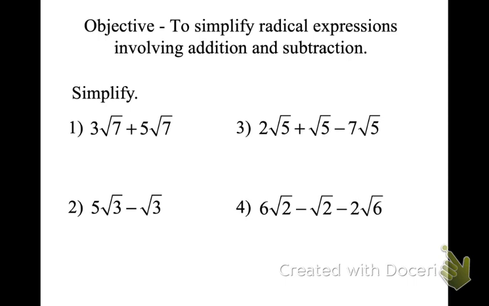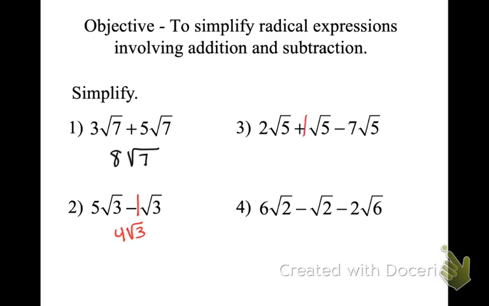So when I have 3 rad 7 and 5 rad 7, how many rad 7 total do we have? We have 8 rad 7s. Here, it looks like I have 5 rad 3s, but I'm taking 1 rad 3 away. That means I have 4 rad 3s. Pause the recording and try the next few on your own. All right, let's check your work.